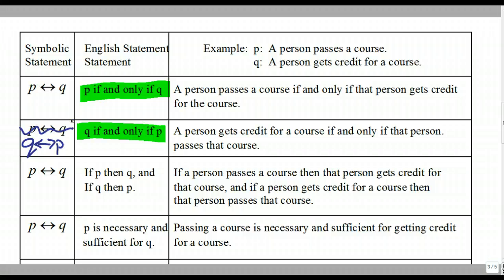If P then Q and if Q then P. That's another way of saying if and only if. P is necessary and sufficient for Q. So if a person passes a course, then that person gets credit for the course. And, notice there's an and there, if a person gets credit for the course, then the person passes the course.